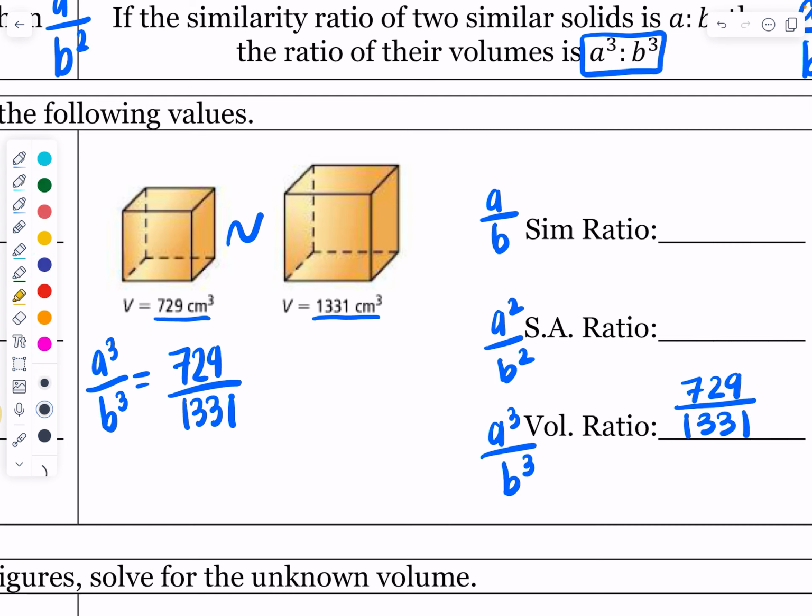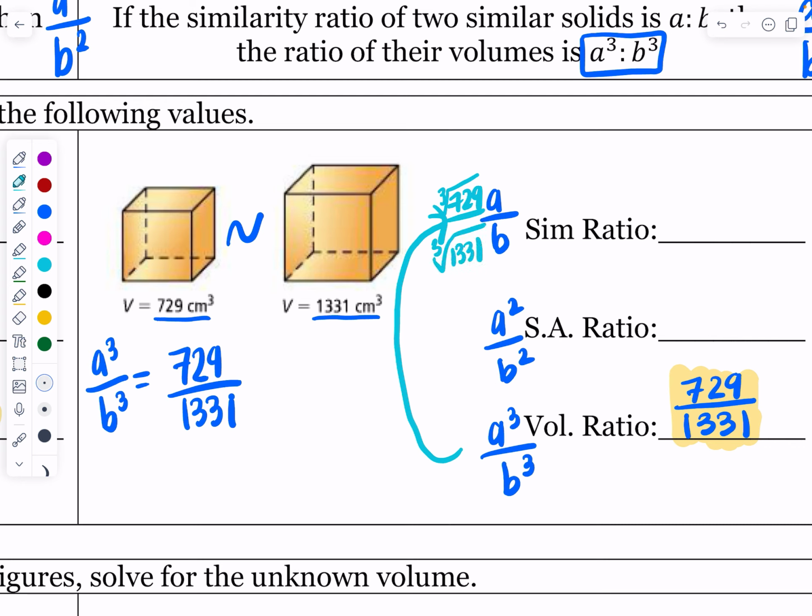And so we're going to leave that as the volume ratio, 729 over 1331, that is fully reduced. So if that is my A cubed and my B cubed, how do I go from A cubed over B cubed back to A over B? I'm going to take the cubed root of each of these pieces. So it's going to be the cubed root of 729 over the cubed root of 1331.